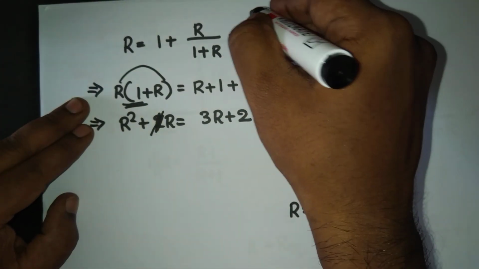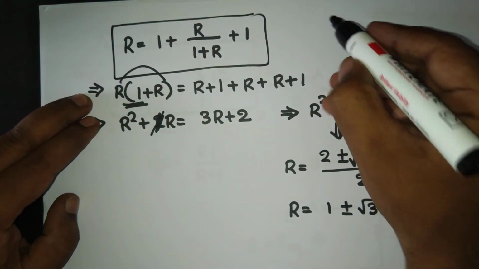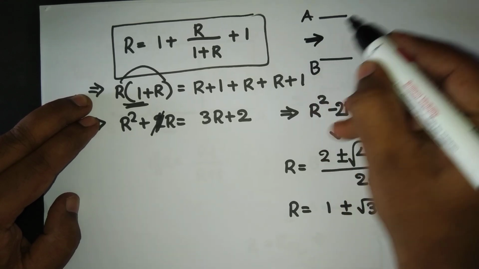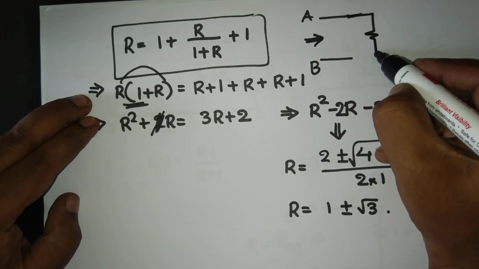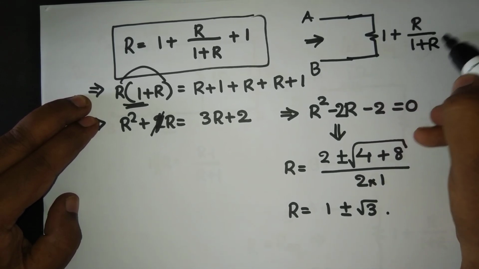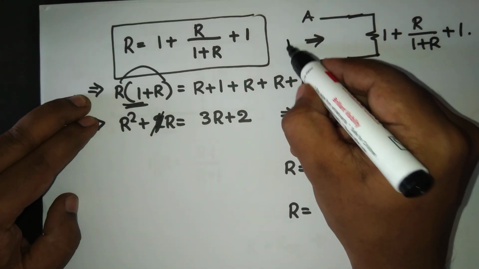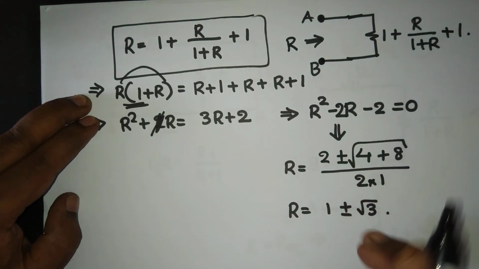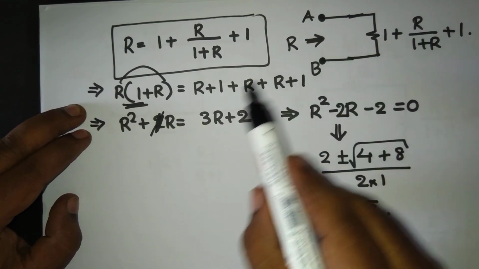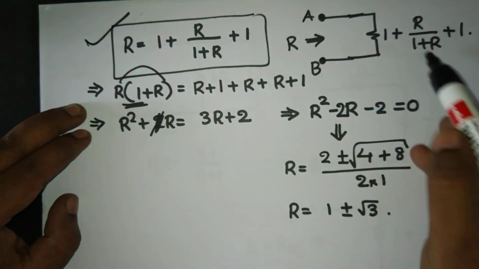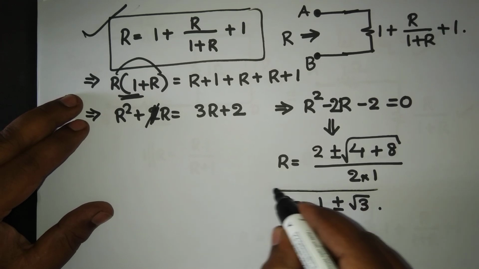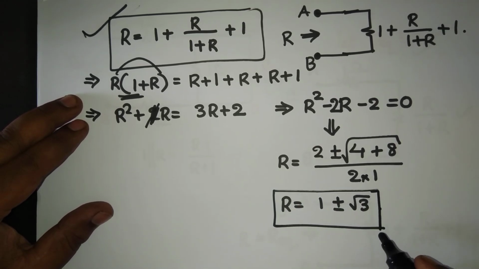I hope you understood this one. On the left hand side you have terminals A and B here, and here you have 1 plus R by 1 plus R, plus 1. So here also we have R. So the resistance seen into these terminals A and B is equal to this, that is R. So we have come to the conclusion now that R equals 1 plus or minus square root of 3 ohms.